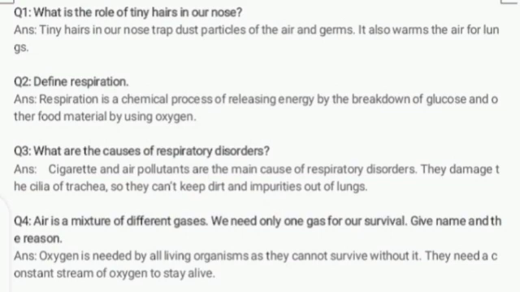Question number 4. Air is a mixture of different gases. We need only one gas for our survival. Give the name and the reason. The answer is oxygen. It is needed by all living organisms as they cannot survive without it. They need a constant stream of oxygen to stay alive.